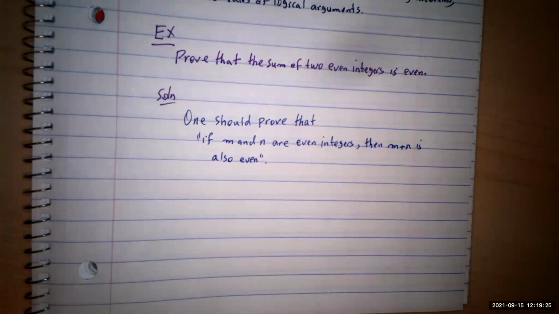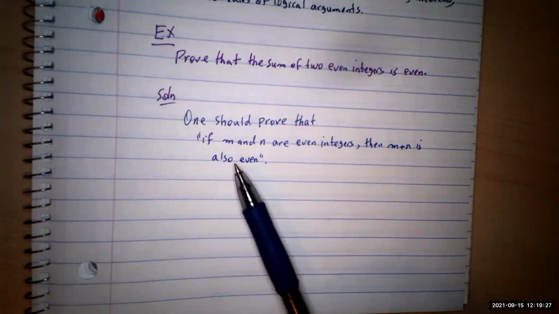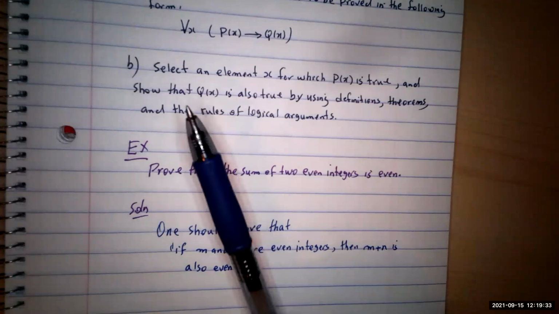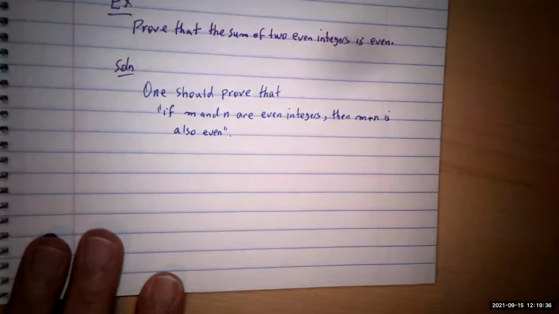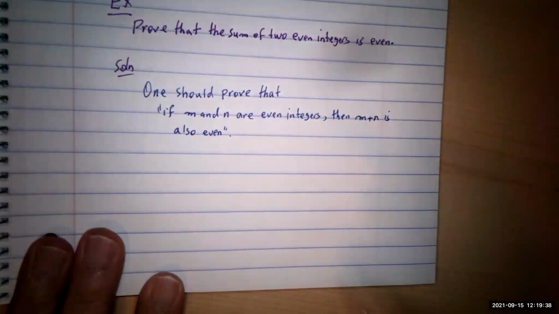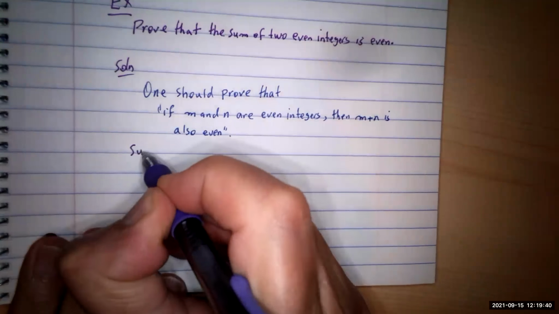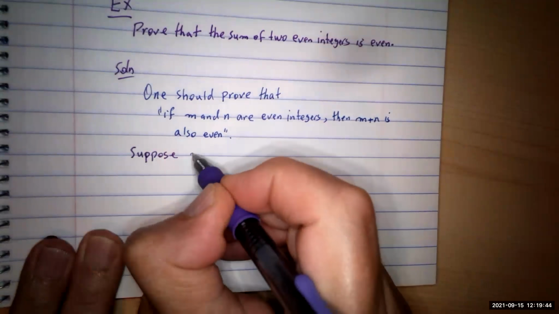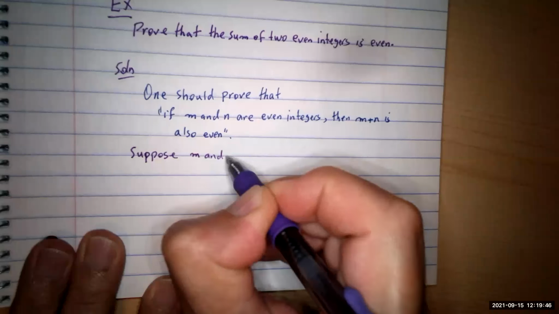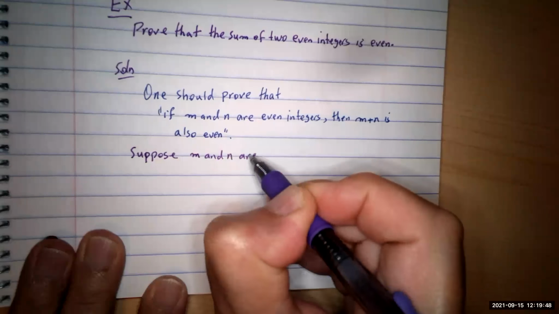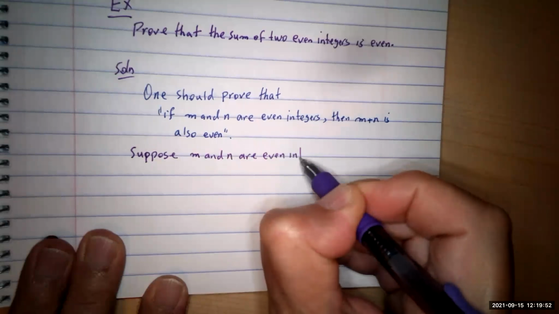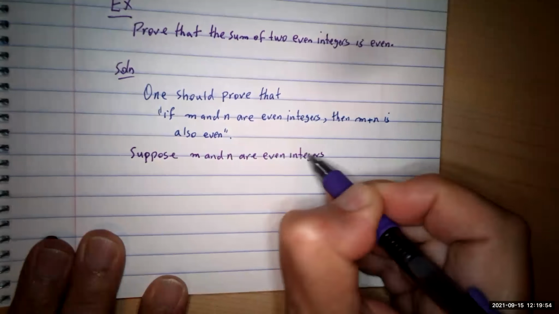So the starting of your proof is going to be, you are going to pick one of these. You see, select. This is going to be your starting point, which is important. I write down this color. So you are going to suppose it's given to you. Suppose M and N are even integers. You see, that's your assumption.